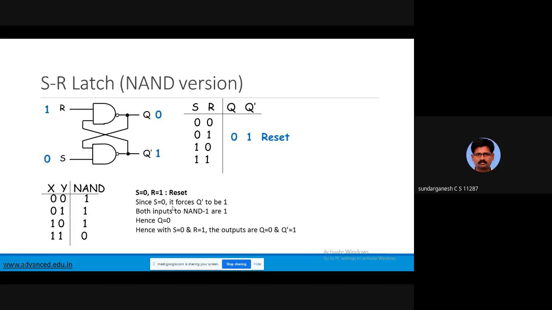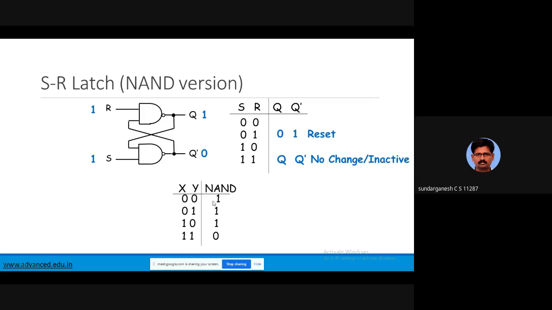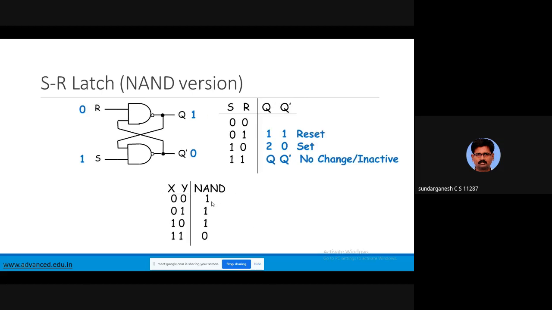When S equal to 0, it makes Q bar equal to 1. So when you give S equal to 0, it automatically makes Q bar equal to 1. So it is known as reset. When you give 1 and 0, Q becomes 1. So it is known as set.